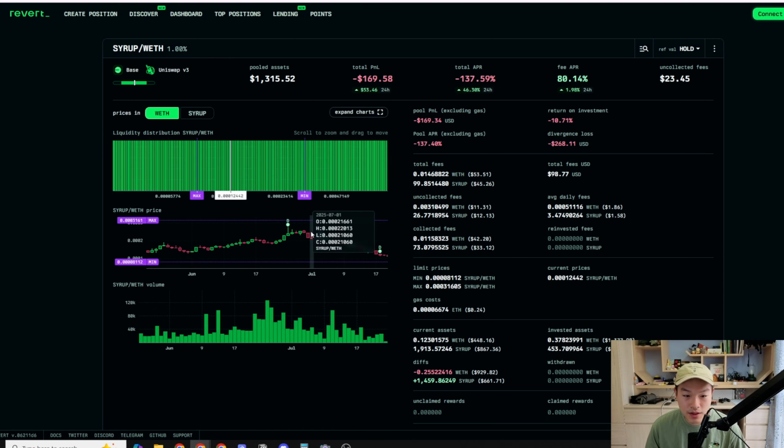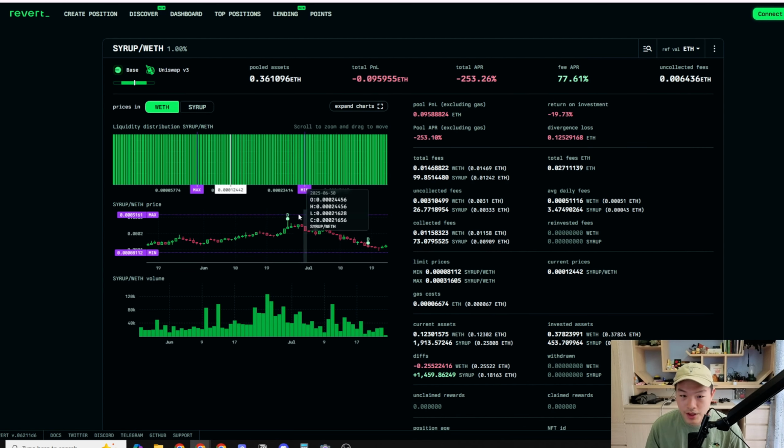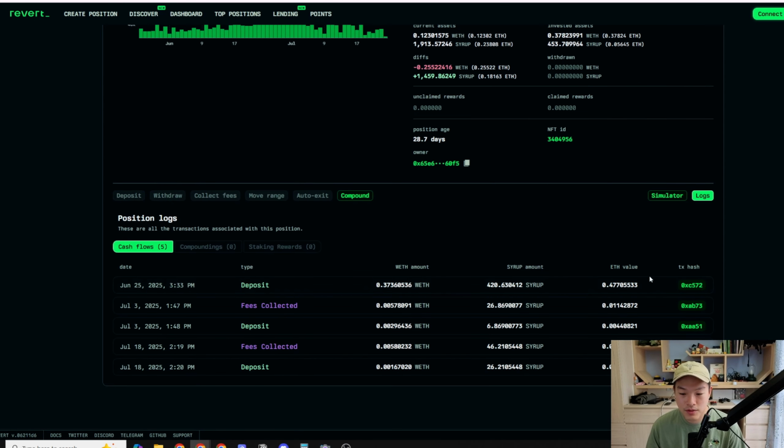So if I look at the ETH range they set, the range is fairly wide here. And you can see if you do get a bad entry like they did in this case, even though the APR is really high, it's very likely that you're bleeding out in Ethereum terms here. You can see they're down 19% on their investment. It's not a big deal if the asset recovers back above their entry and they're compounding the fees as the prices drop, which is what they're doing right now.